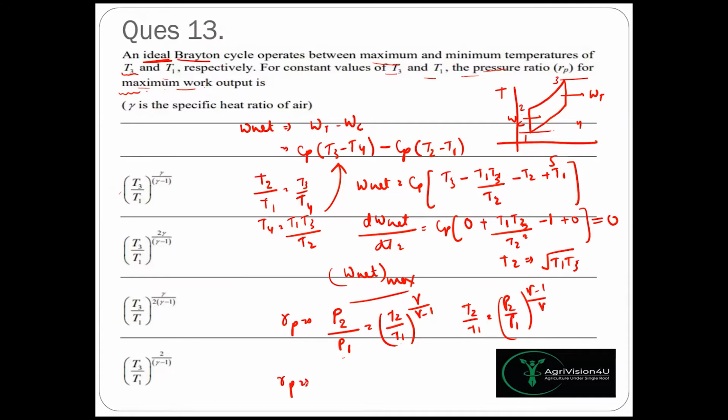So RP would be equal to under root T1 by T3. So हमारा आ जाएगा under root T3 by T1 whole to the power gamma upon gamma minus 1. We can write it as T3 by T1 whole to the power gamma upon 2 times gamma minus 1. That means option C is the right answer, because T3 by T1 whole to the power gamma upon 2 times gamma minus 1 would be the answer for the optimum pressure ratio at which the work maximum हम लोगों को मिलेगा.